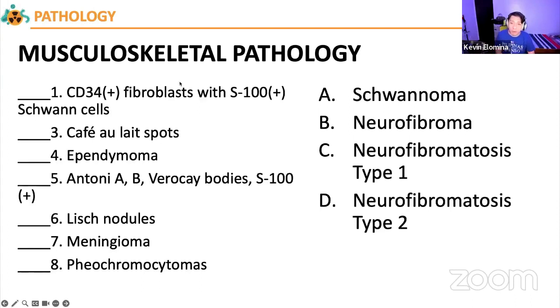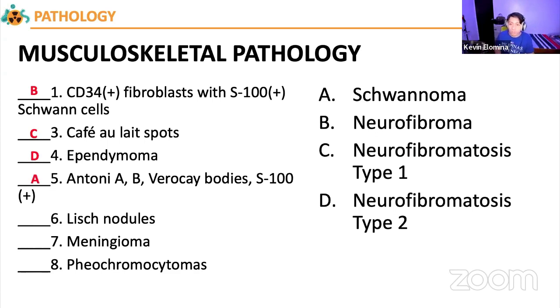Okay. Now for your peripheral nerve sheath tumors, okay, if you have CD34 and S100 in combination, no, that is your neurofibroma. So remember, they have Schwann cells kasi and they have CD34 positive cells. Kaya sila pareho nagpa-positive. Your cafe au lait spot, saan mo siya nakikita? Your neurofibromatosis type 1. Ang ependymoma saan? Sa 2. Okay? Yung Antoni A, B na pattern of your peripheral nerve sheath tumor with your Verocay bodies in your S100, that is your schwannoma. Okay, that's your schwannoma.